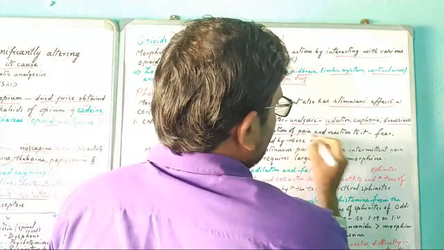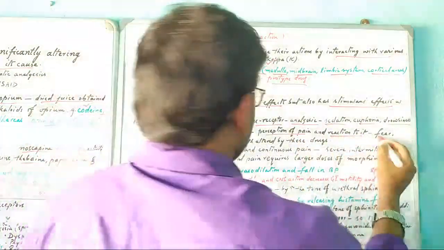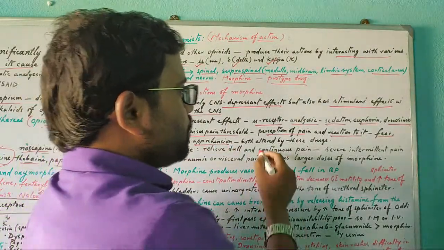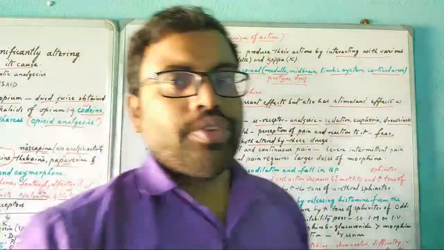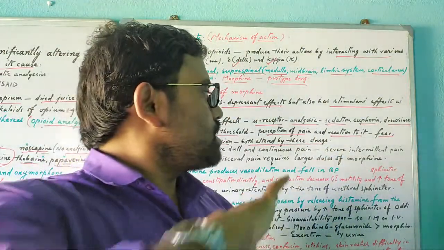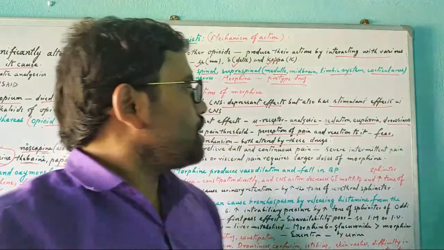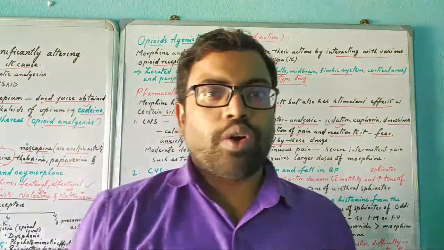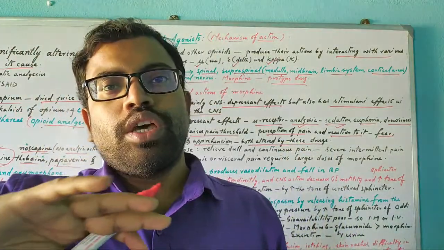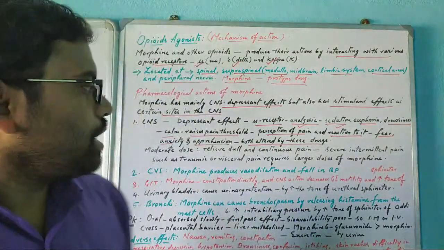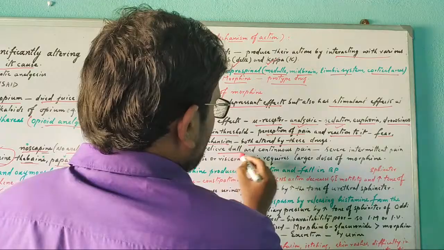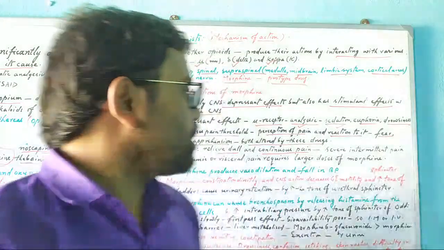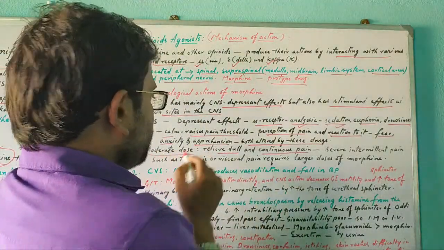Then the perception of pain and the reaction to it, which is fear, anxiety, and apprehension, the reaction towards pain, are both altered by these drugs according to their dose. In a moderate dose, it relieves dull and continuous pain. If you have dull pain that is continuing, it will be relieved by a moderate dose of morphine.